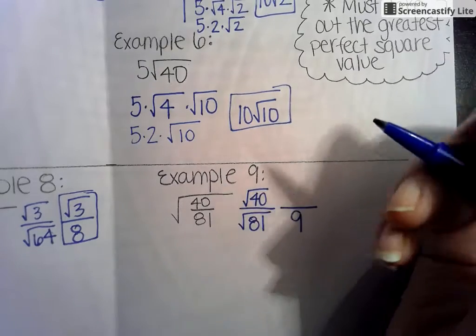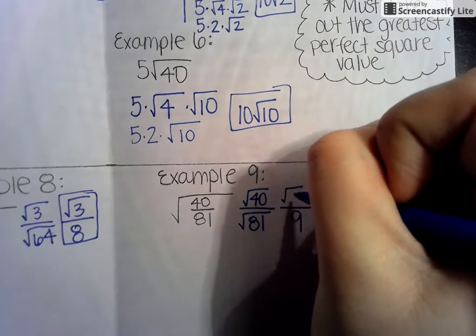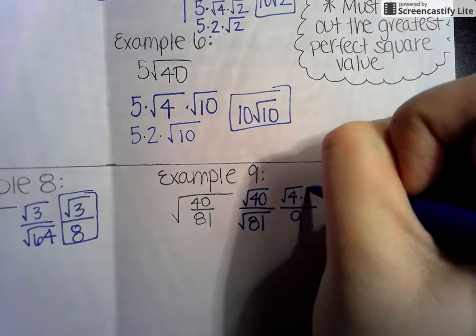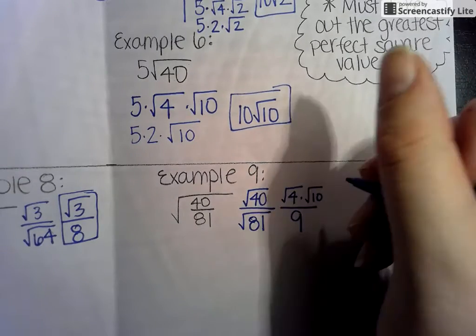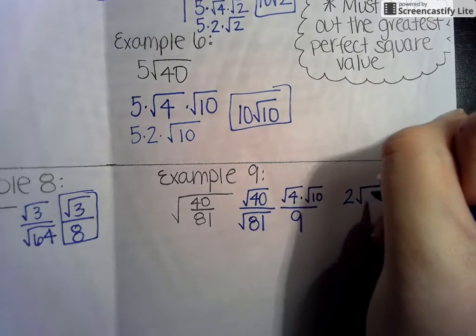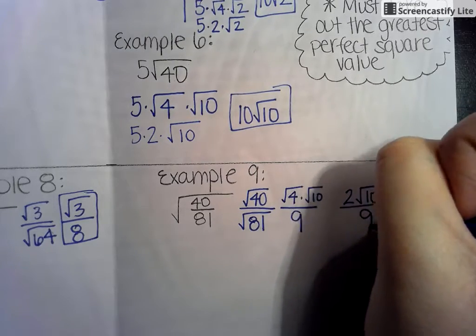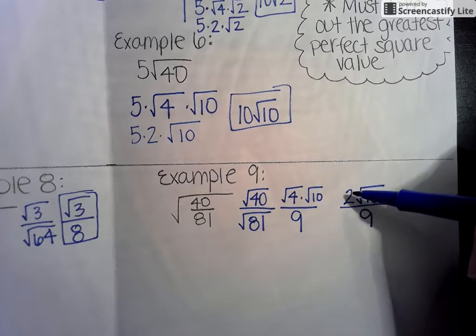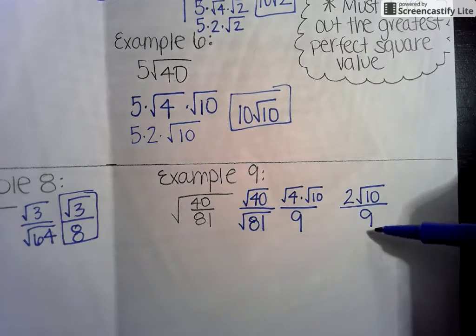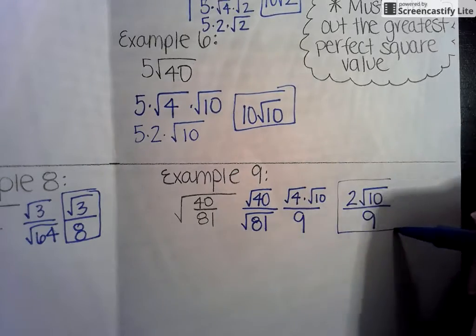And in this case, I know that the greatest perfect square value is 4, times the square root of 10. So 4 is the greatest perfect square value I can take out. So it would be 2 square root 10 divided by 9. Now, I always want to keep looking at my answer to see if I can simplify this further, and 2 and 9 don't go together, so this would be my final answer.